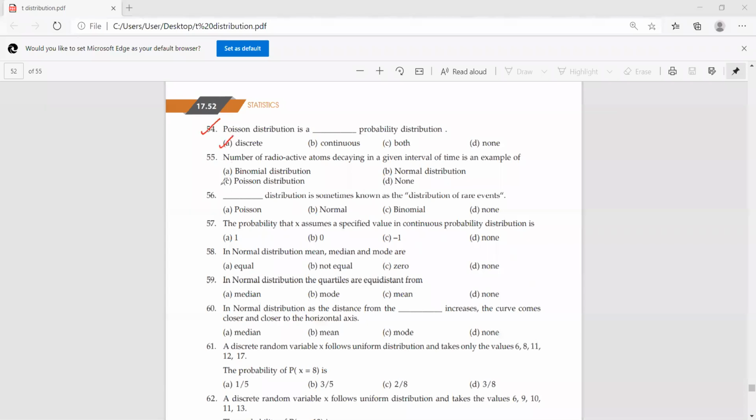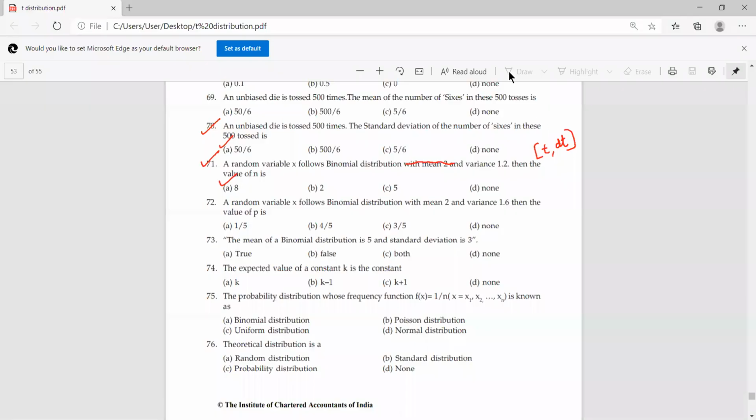Poisson distribution is discrete. Next, the number of radioactive elements atom decaying in a given interval of time, यानी कि t comma dt, in the given interval of time कौन सा distribution use होता है? Radioactive elements याद करो, which distribution it is going to be? It is going to be Poisson distribution. Correct? Poisson distribution. So we can go for three more sums.